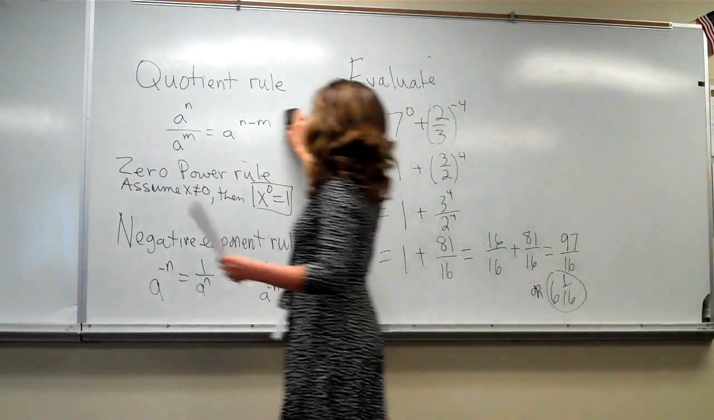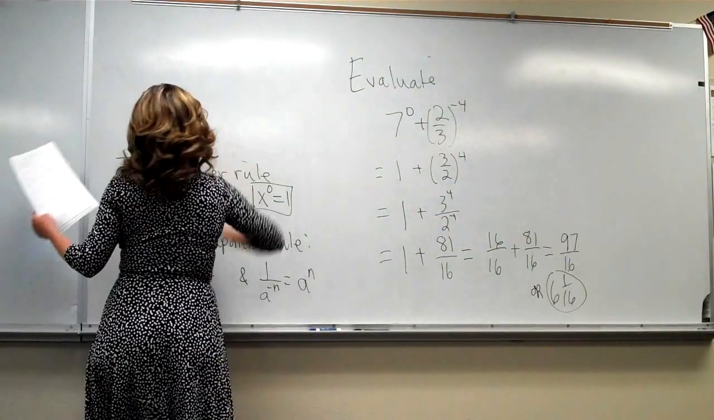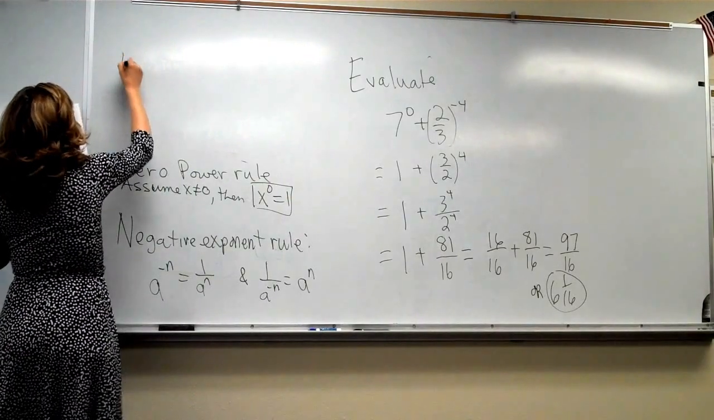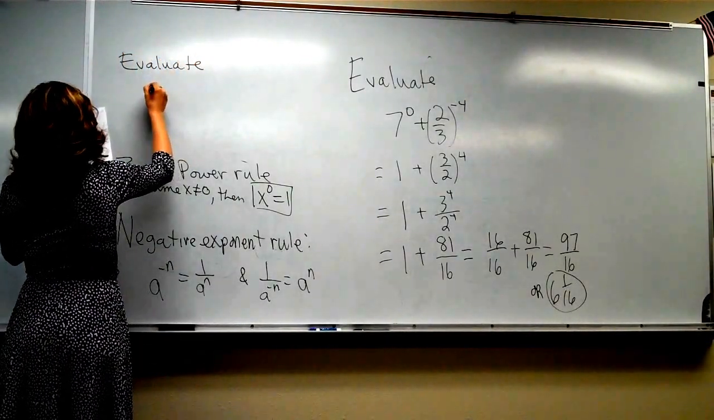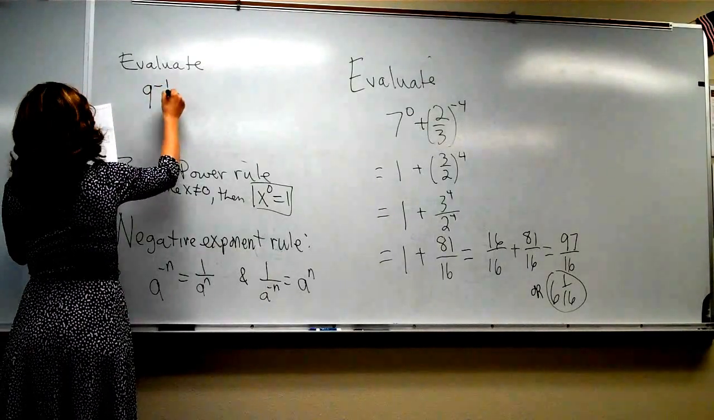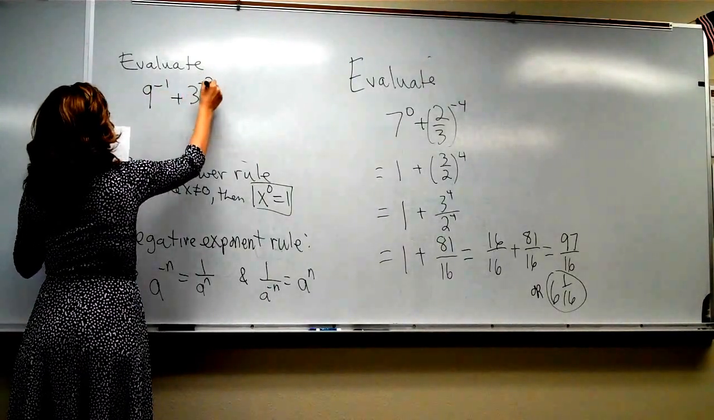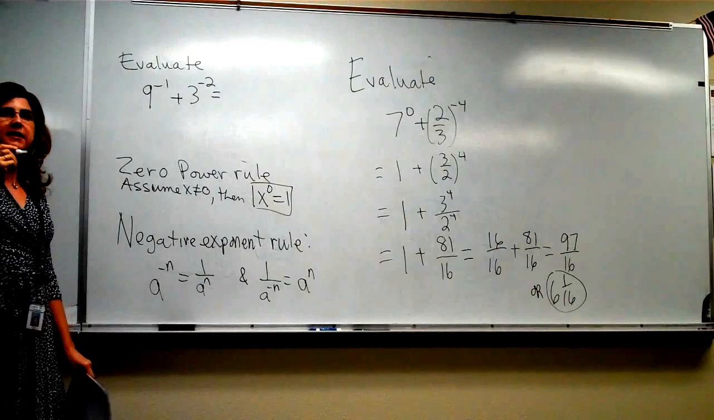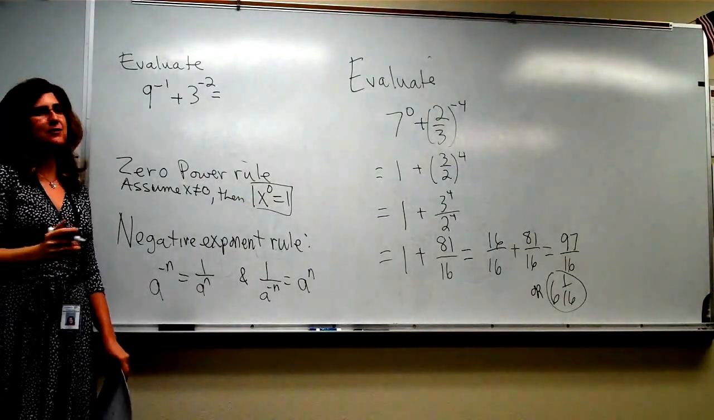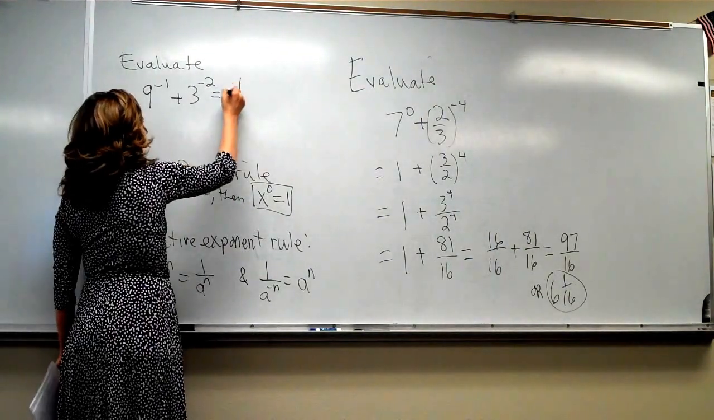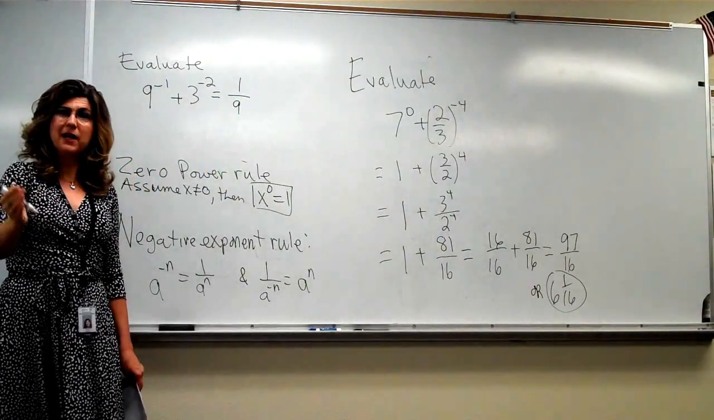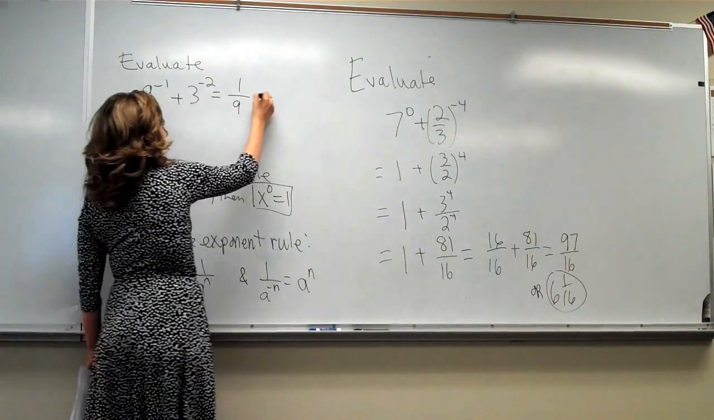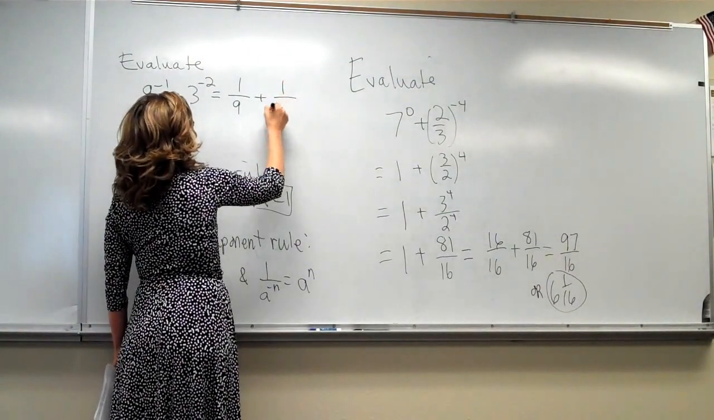All right, let's look at another example. Evaluate 9 to the negative 1 plus 3 to the minus 2. Okay, the negative 1 tells me, yeah, that's right, take the reciprocal. So I get 1 over 9, and 3 to the negative 2, the negative tells me, take the reciprocal, plus 1 over 3 squared.